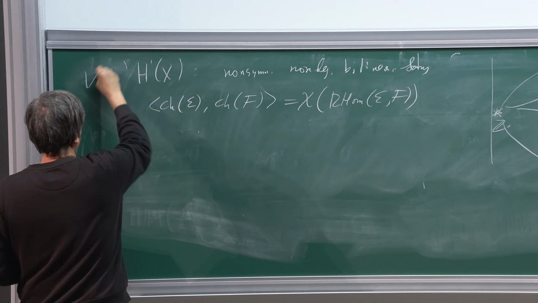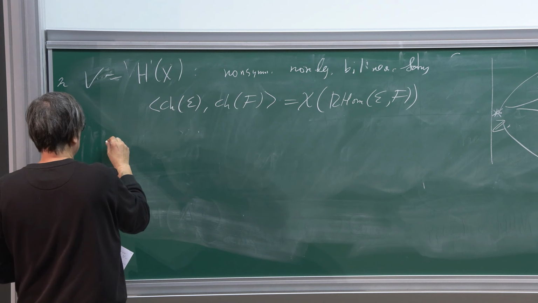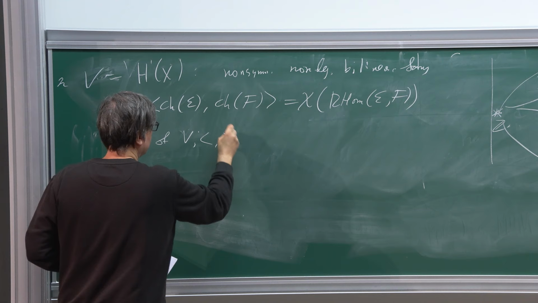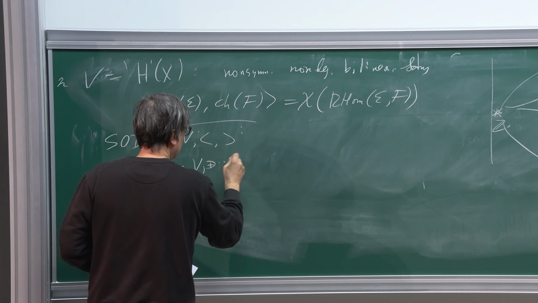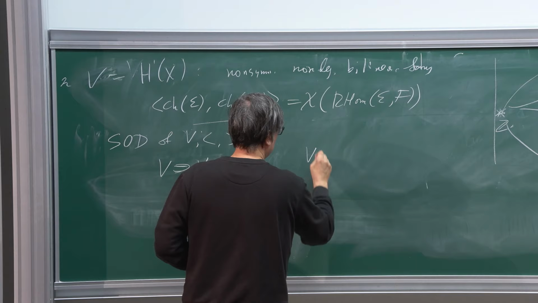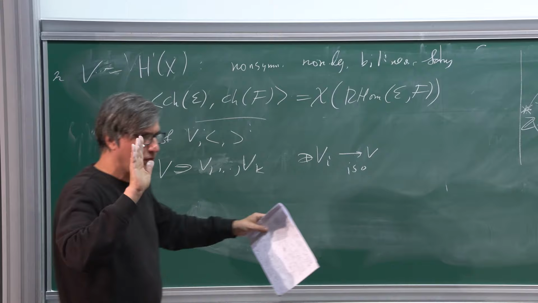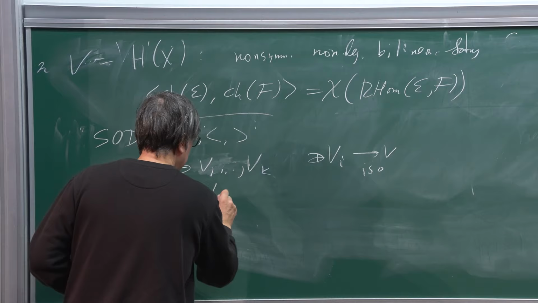And if we get a vector space with a bilinear form, then one can consider the notion of semi-orthogonal decomposition of V with the bilinear form. Namely, you try to write V as an ordered direct sum of subspaces, such that the sum of the V_i to V is an isomorphism. You decompose things into ordered subspaces, with the property that V_i paired with V_j is 0 for i bigger than j.